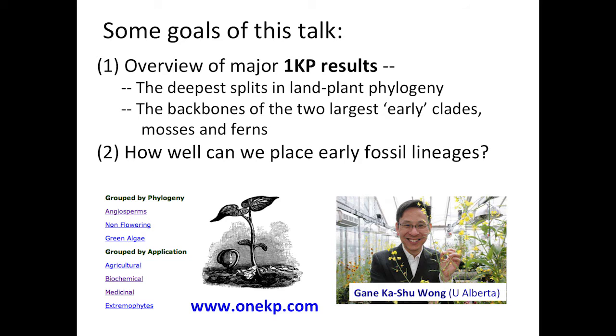The results I'm going to present today are due to hard work by a very large number of team members on the 1KP project, which is what a lot of my talk is about. 1KP is a large-scale comparative transcriptomic initiative that is funded by the government of Alberta, province of Alberta, and BGI, Beijing Genomics Institute, which is in Shenzhen, initiated and led by Gane Wong at the University of Alberta.